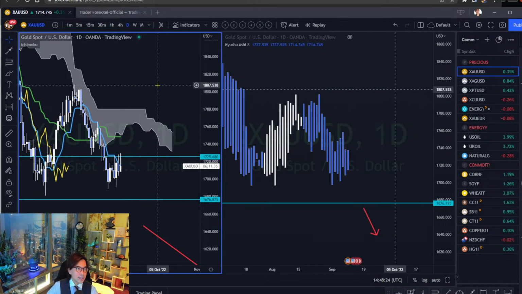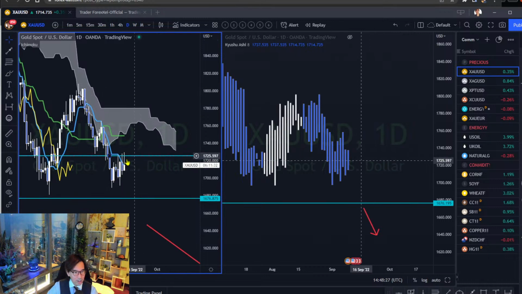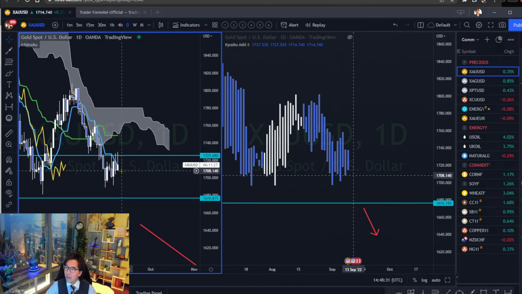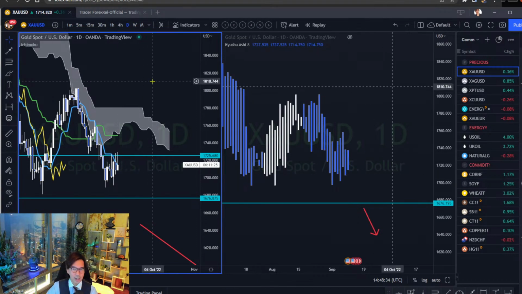So yeah, that's the gold analysis. But for now, I still simply stay away. It looks like it's ranging, and I may get stopped out easily in this kind of case.